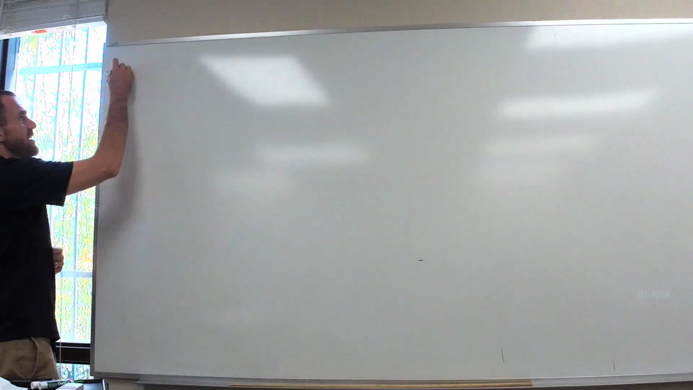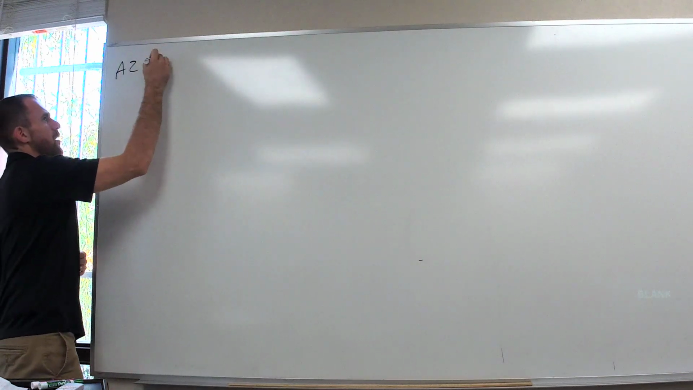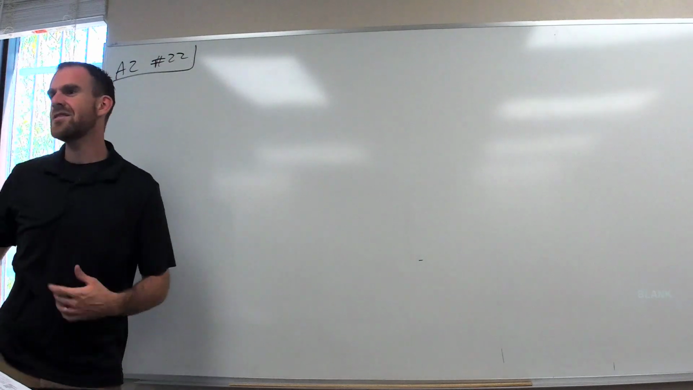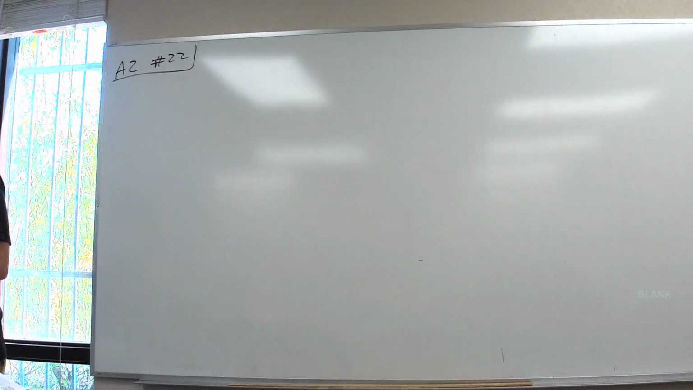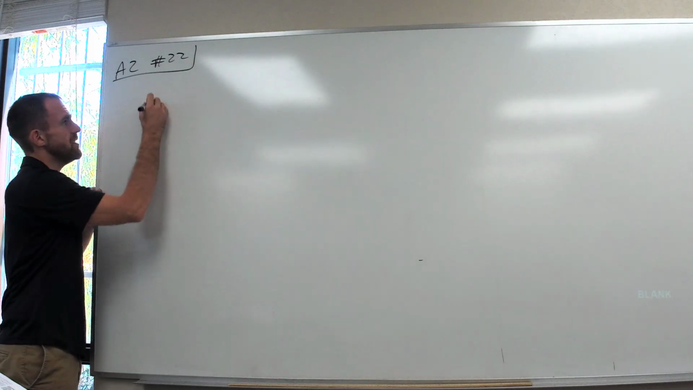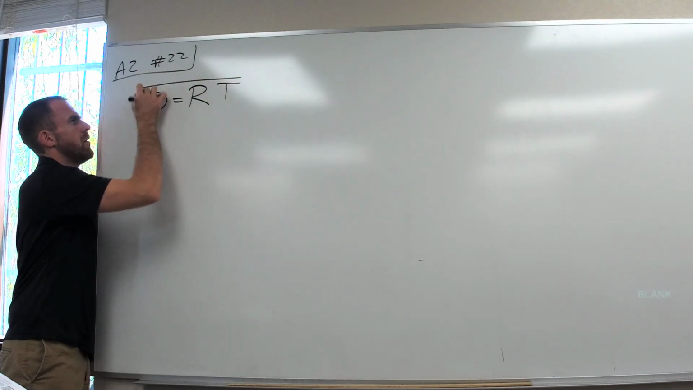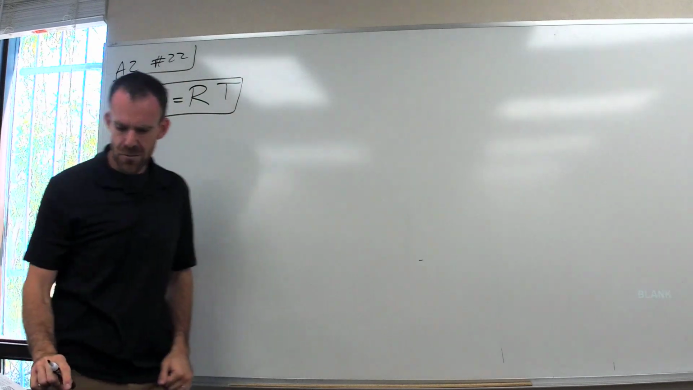Algebra 2, 22. So the idea is this. When things are moving at the same speed for long periods of time, we can simplify it down to the following equation. Distance equals rate times time. Okay, this should not come as a surprise to you.